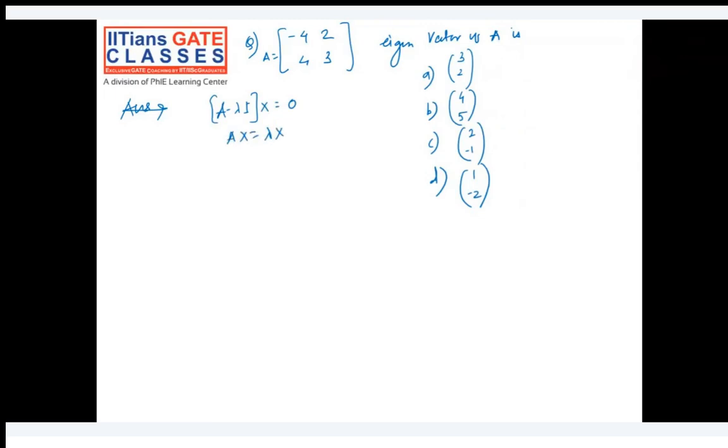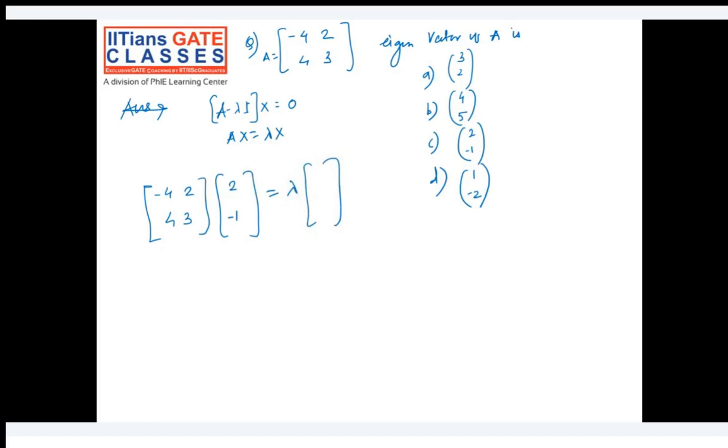What you have to do is, let's say, take the A matrix, which is [-4, 2; 4, 3]. And take the matrix X as any one of the options 1, 2, 3, 4. So, for example, if I take option C, (2, -1), it should come as lambda times x. Lambda means it should come as some value multiplied by x. So let's check whether it's happening or not.